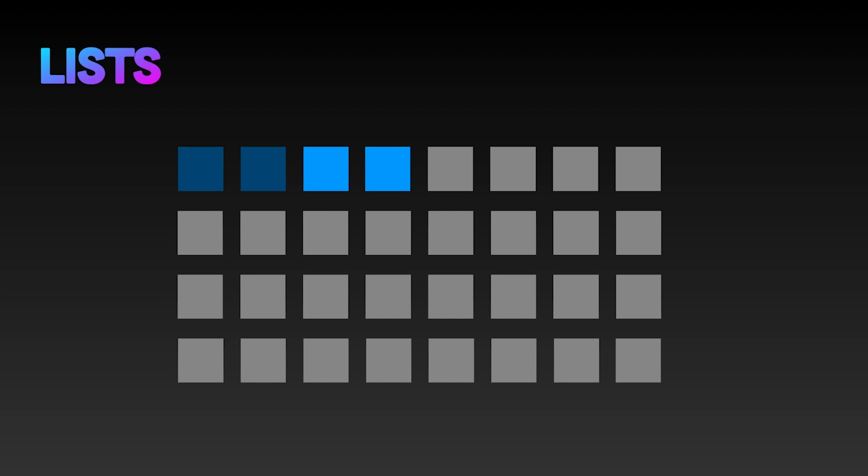In most languages, lists are just over-allocated arrays. Instead of reallocating memory every single time an item is added, a list will allocate more memory than it actually needs, usually twice as much.